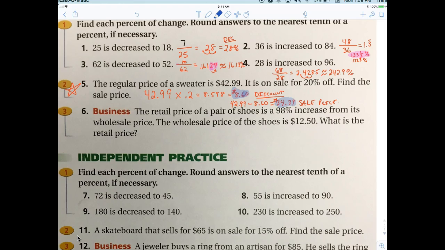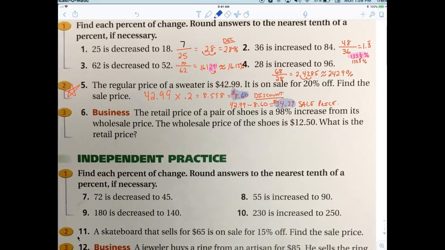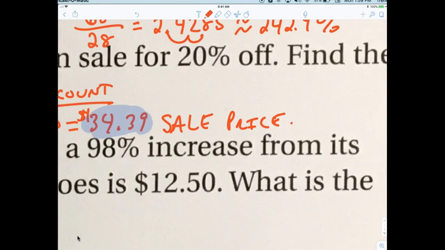Does everybody agree? So now what I want everybody to do is take $42.99 and multiply that by 0.80. Now, why do I multiply that by 0.80? Because that's how much you have to pay. And so now what do I have? $34.39. Do you agree with that? Did everybody understand what I just did?